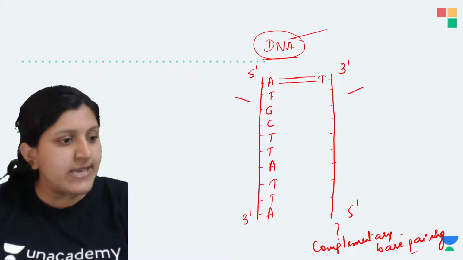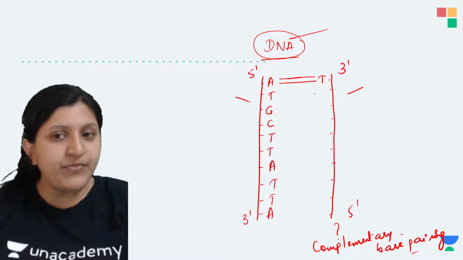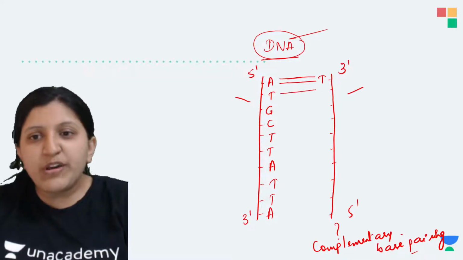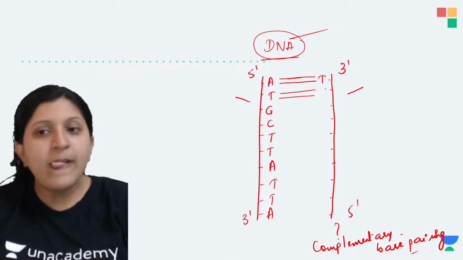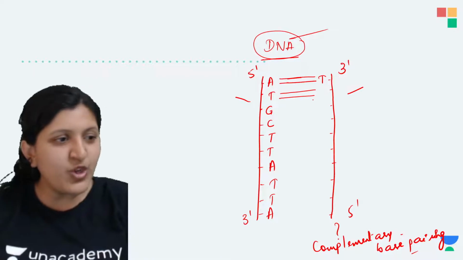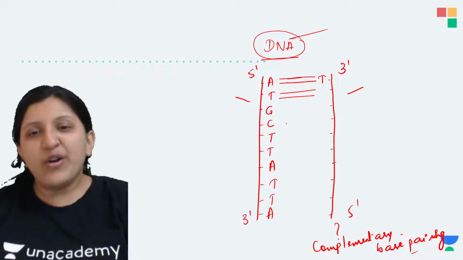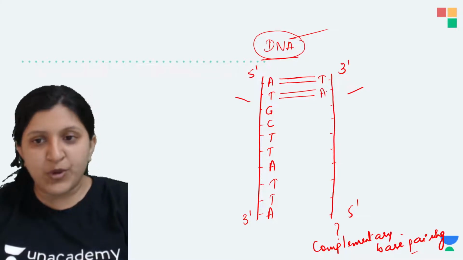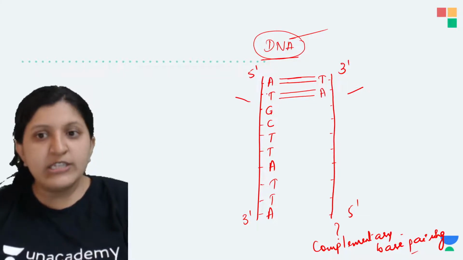Now here T is there, so what would be here? Anybody? Again, as usual, since it is A and T, here also there are two hydrogen bonds. So what would be here? Any of you have any idea? No? Okay, I'll just say. Since T is there, T is going to make a pair with A. So A with T, T with A.